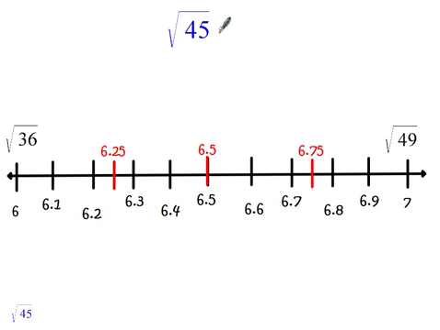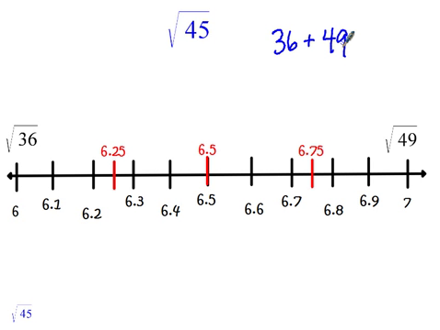My next estimation is going to be square root of 45. We know that 45 falls in between 36 and 49. I've marked some important intervals on my number line: 6 1/4, 6 1/2, and 6 3/4 to help me estimate my square root. To find out where 45 is going to fall on my number line, I'm going to take the average of 36 and 49.